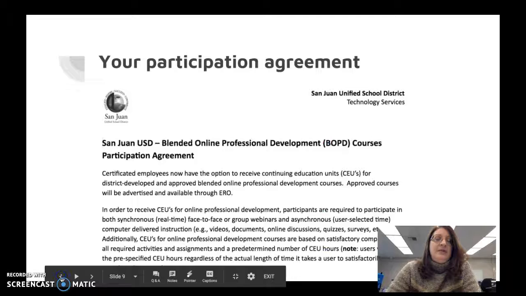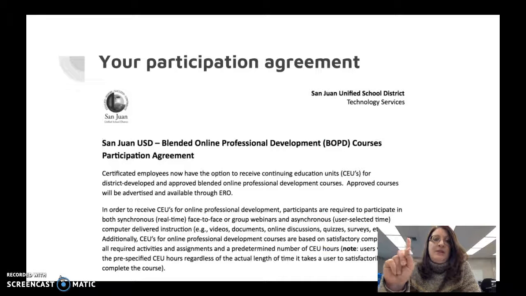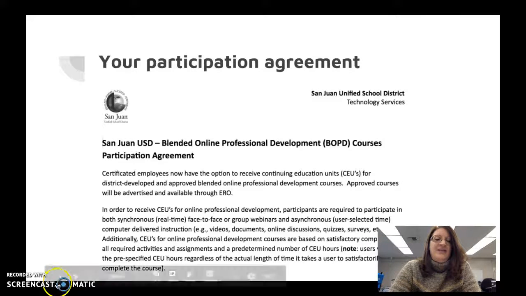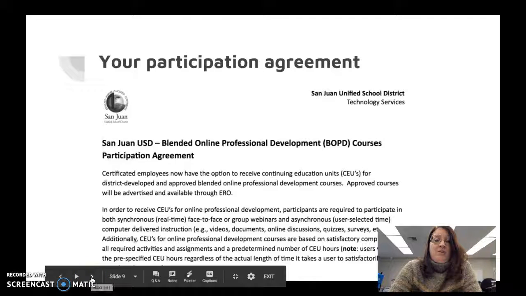Also, please note that there is 1 hour for the orientation, and then there are 9 hours for completing everything else in the course. You will receive those 9 hours if you complete everything in the course, whether it takes you 4 hours to do it or 12 hours to do it, but you will get 9 hours for fulfilling all of the requirements.